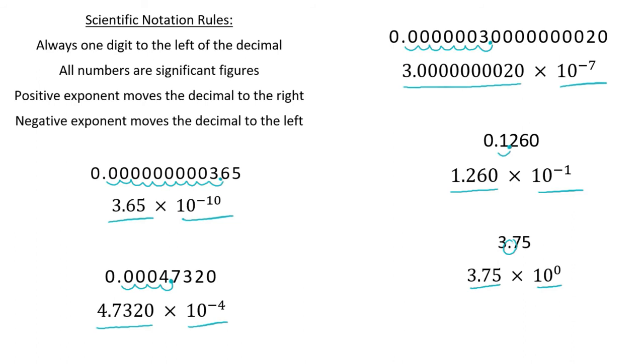Now, if you remember your rules on exponents, anything raised to the 0 is 1. So in essence, what we have written is 3.75 times 1, which is 3.75. This one is a little bit of a trick, but I always like to show that you can convert any number into scientific notation.